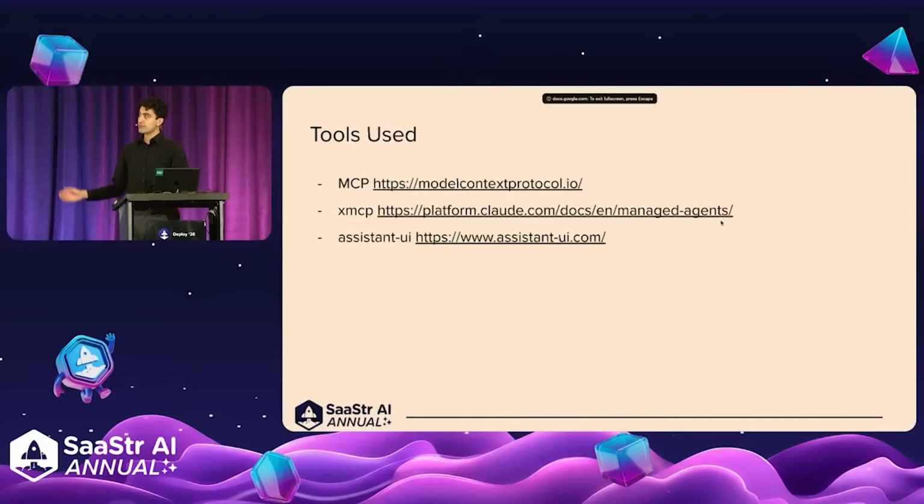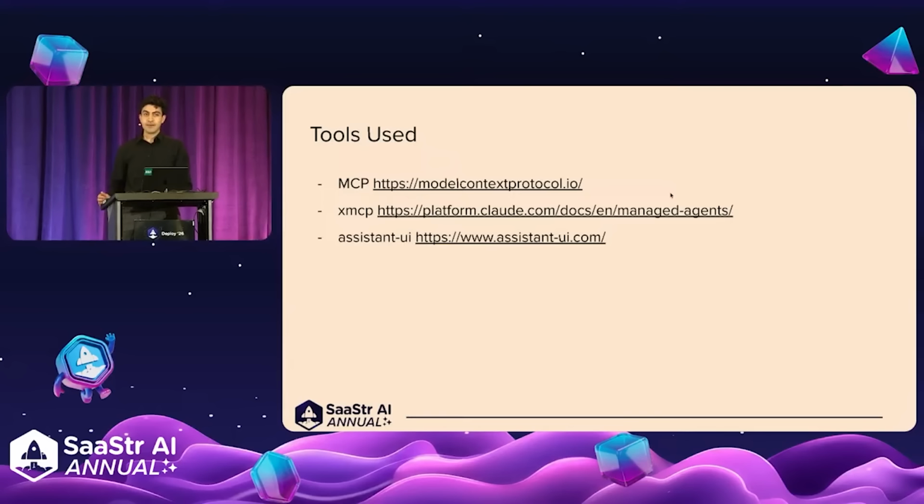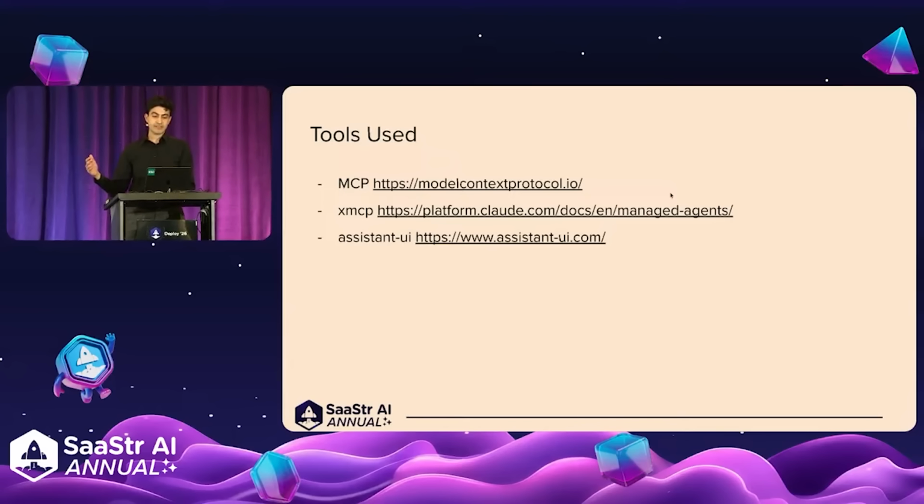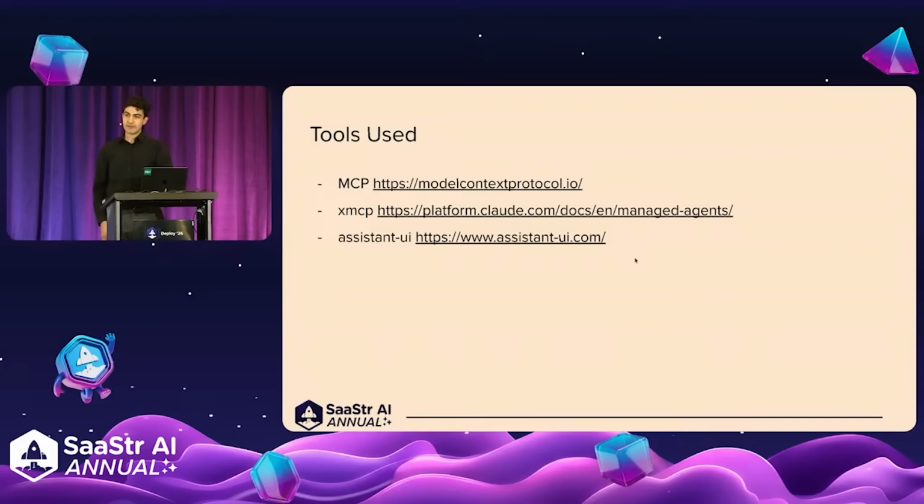These are the tools that I use here. MCP is the main connector and glue between the different providers. XMCP is the server protocol, server framework that I used to create my own MCP server and quickly connect it to other tools like Assistant UI. And Assistant UI was used as a front end.